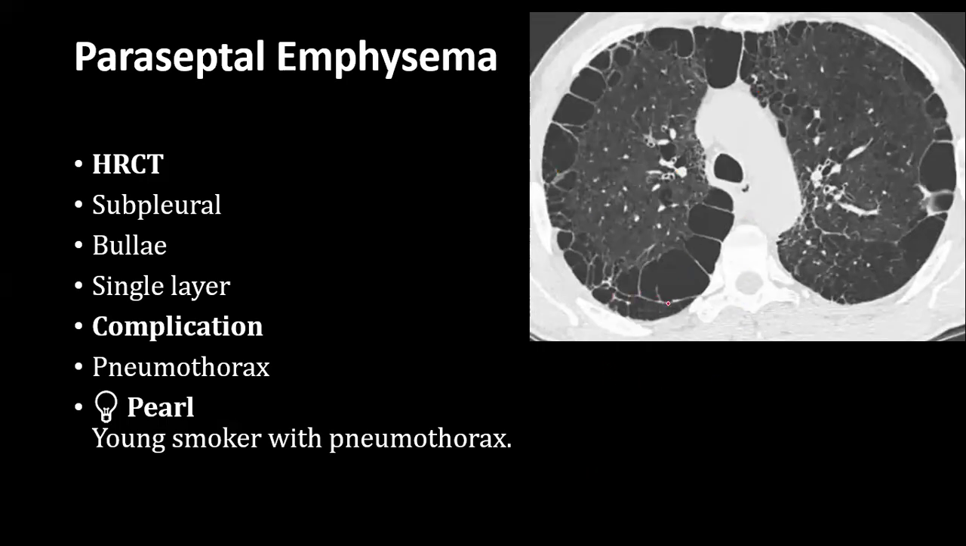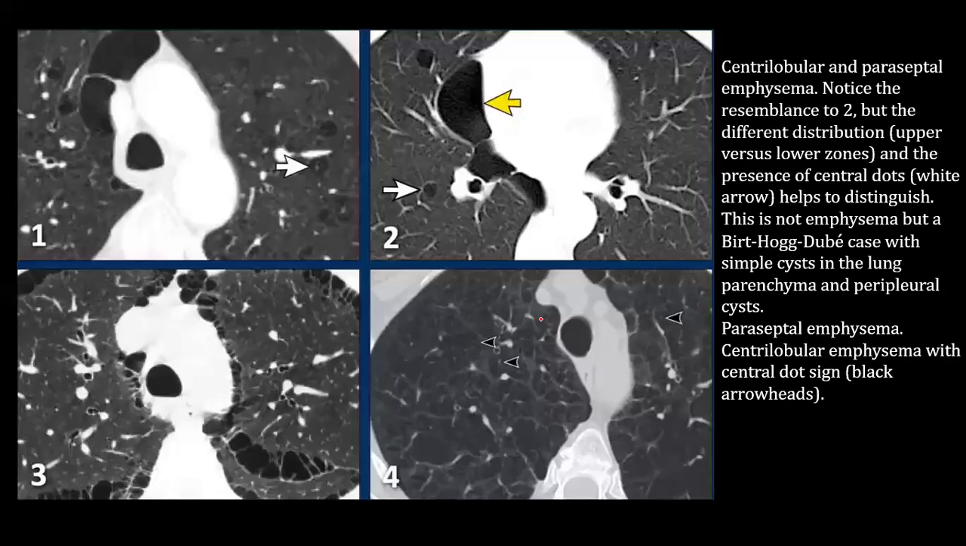Paraseptal emphysema is usually seen adjacent to the subpleural location, and bulla can also be seen, usually in a single layer, right? Complications include pneumothorax, very common in paraseptal emphysema, and usually again seen in smokers with pneumothorax. So that is paraseptal emphysema.